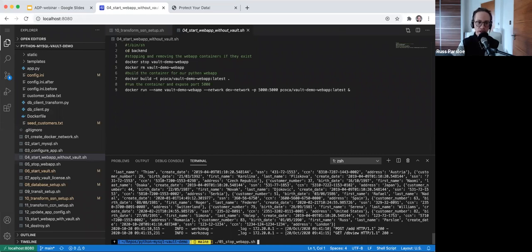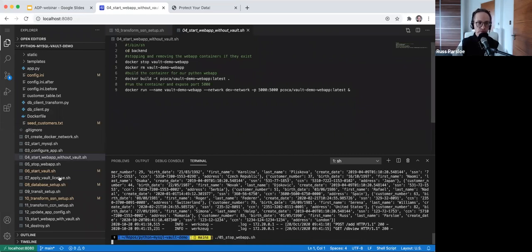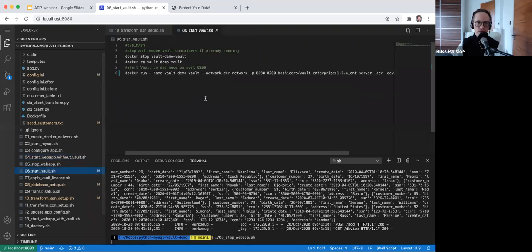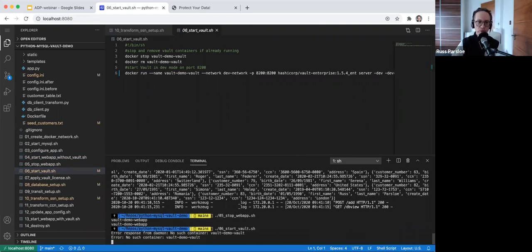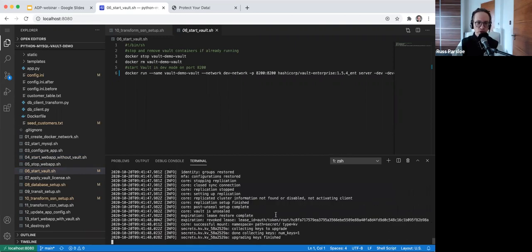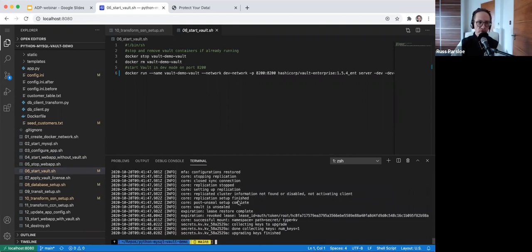So I'm just going to stop the application for a second, and then I'm going to start Vault running. I'm just using a simple command to actually start Vault. What's really nice about Vault is we have something called development mode, so I can run this and do some testing against it. Again, this is not how I would actually deploy Vault into production, but for demo purposes, it should be quite easy to do. Okay, and that is Vault running.